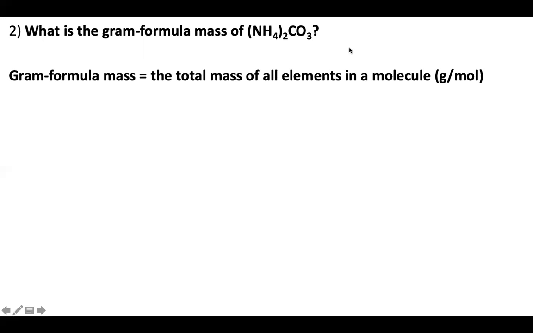So what is the gram formula mass of (NH4)2CO3? NH4 on the outside the parentheses, that means we're multiplying this whole thing by 2. Now, in a formula, that means that there's going to be NH4 on one side of this CO3, and on the other side, there's going to be another NH4.